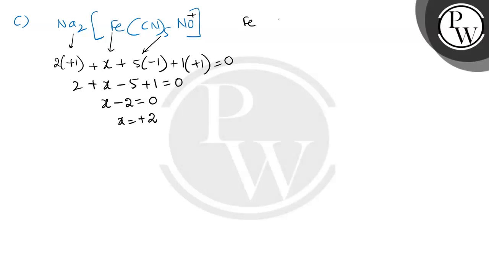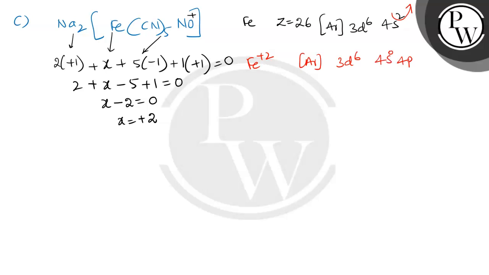Here the iron atomic number is 26. Its electronic configuration is argon 4s2 3d6. This is the atomic electronic configuration of the iron atom. But iron lost how many electrons? 2 electrons. So iron lost 2 electrons from the outermost shell and becomes Fe plus 2. So its electronic configuration is argon 3d6 and 4s0. 4p orbital also 0. 4d orbitals also 0.